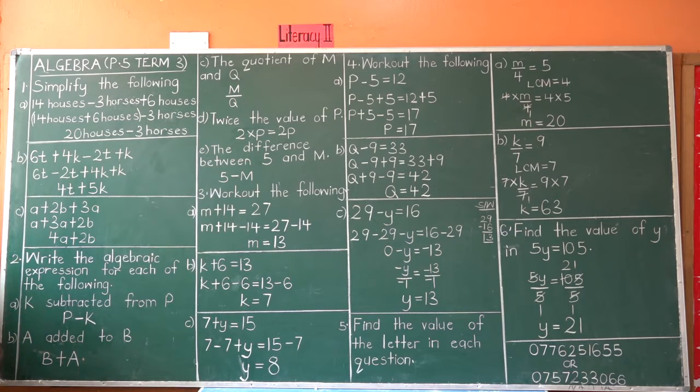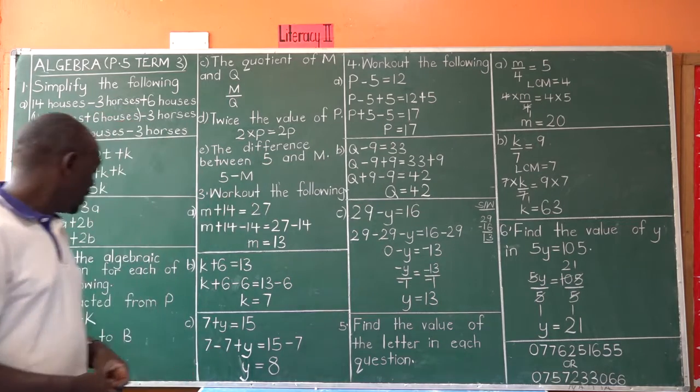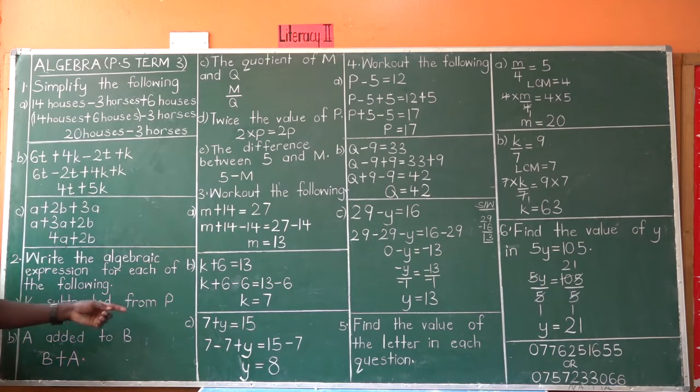As we look at the second example about writing expressions. Write a direct expression for each of the following statements. So part A says, write an expression that means K is subtracted from P. It means K is taken off P. So P is first, then take off K. So the answer is P take away K, meaning K has been separated from P.